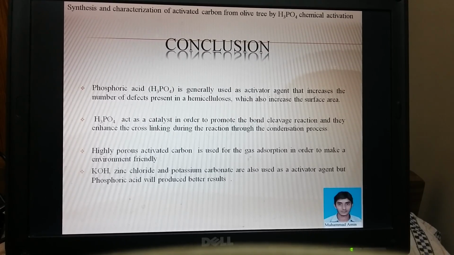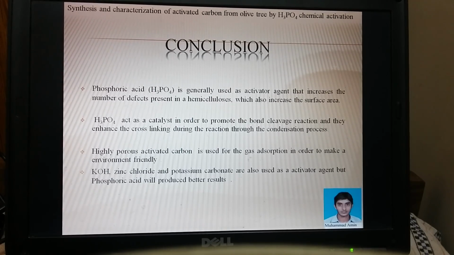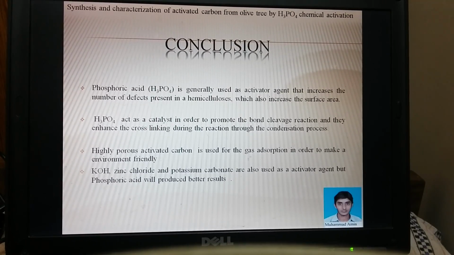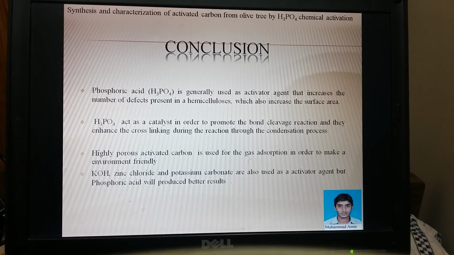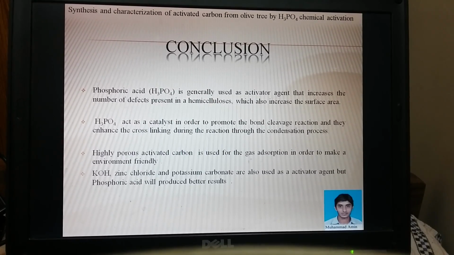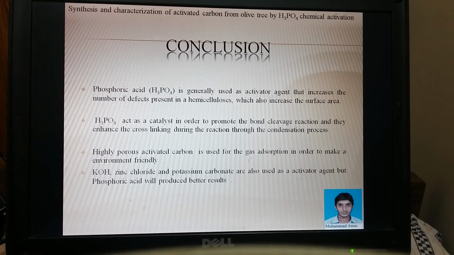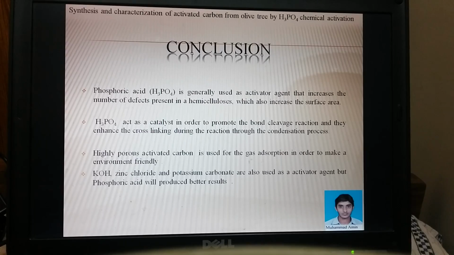Highly porous active carbons are mainly used for gas adsorption, and olive tree carbon may also be used for the adsorption of hydrogen gas and natural gas in future. Potassium hydroxide, zinc chloride and potassium carbonate are also used as active agents, but phosphoric acid will produce better results from a porosity point of view. So phosphoric acid is good as an active agent.